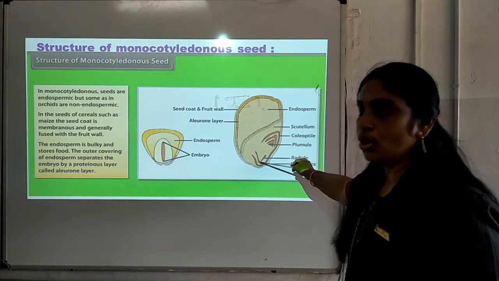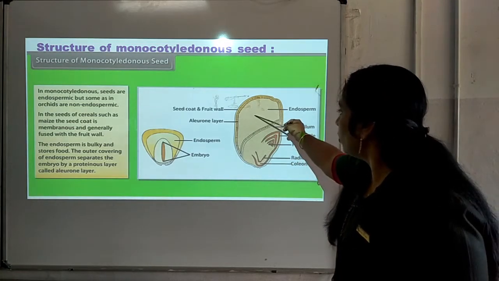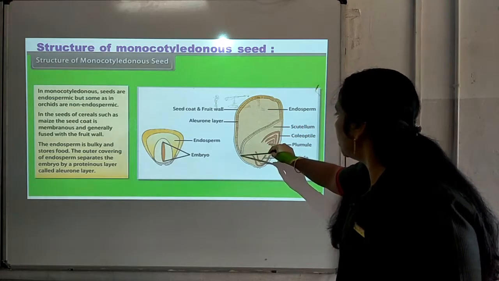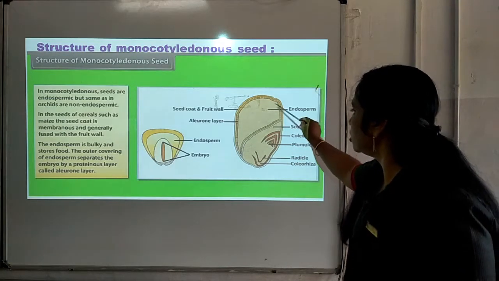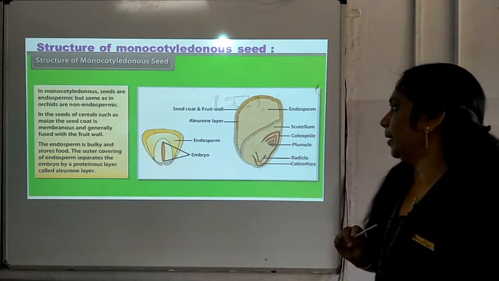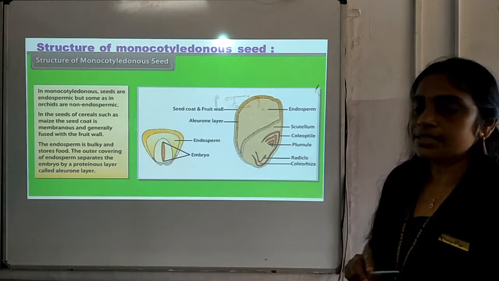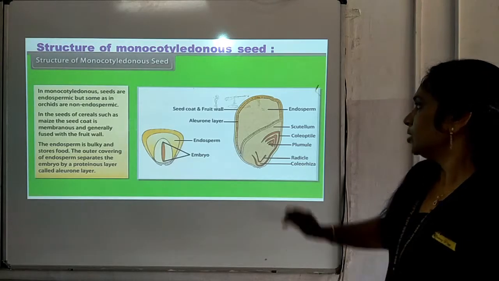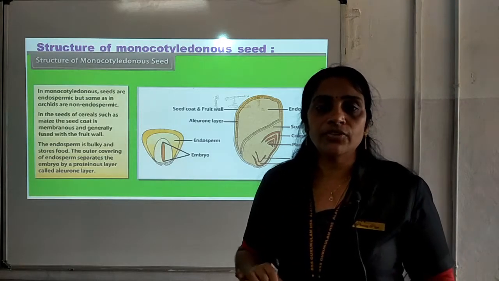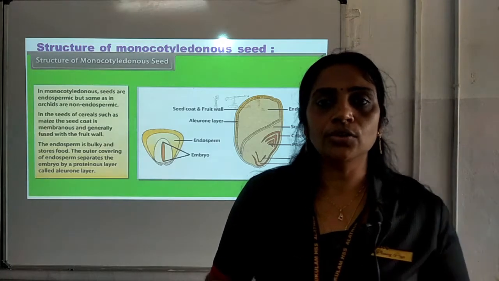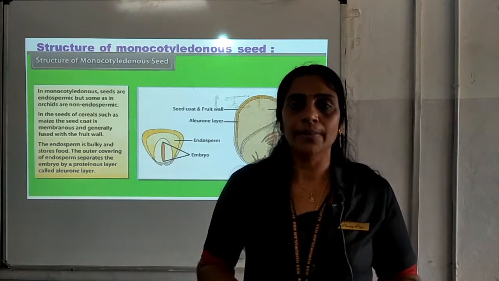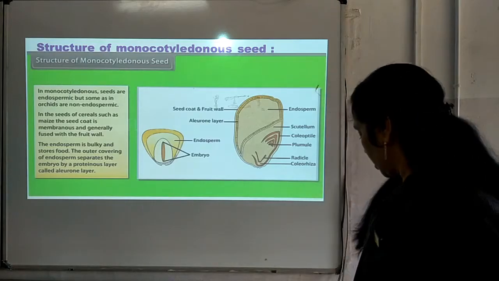This is the embryo. This embryo is being separated from the endosperm with the help of a proteinaceous layer, which is called aleurone layer. Okay, the outer part is the seed coat, or we can say it as a fruit wall. So, this is the structure of monocot seed, which is very important, my dear children. You have to study it because it used to come in the question paper.